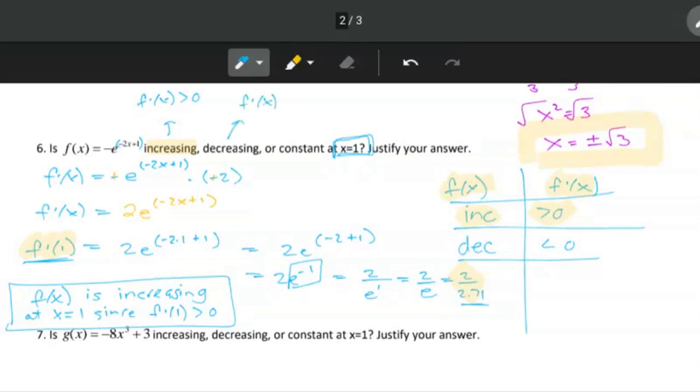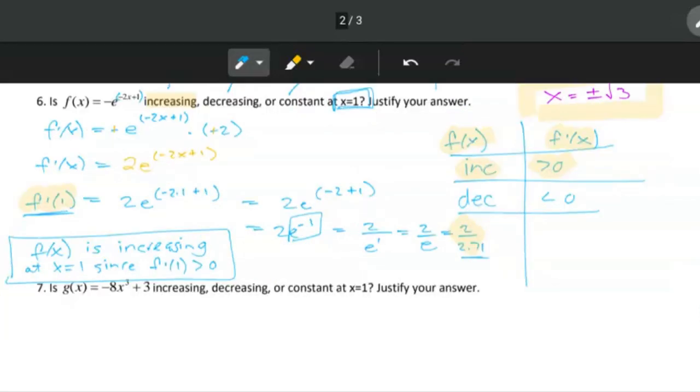Decreasing was if f prime was less than 0, a negative number. And then think about constant. If a function isn't increasing and it's not decreasing, constant would mean, say, your function is a straight line. Straight lines have a slope of 0, or in other words, a derivative of 0. So if we got 0 for that number, it would have been constant. Is g increasing, decreasing, or constant at 1?